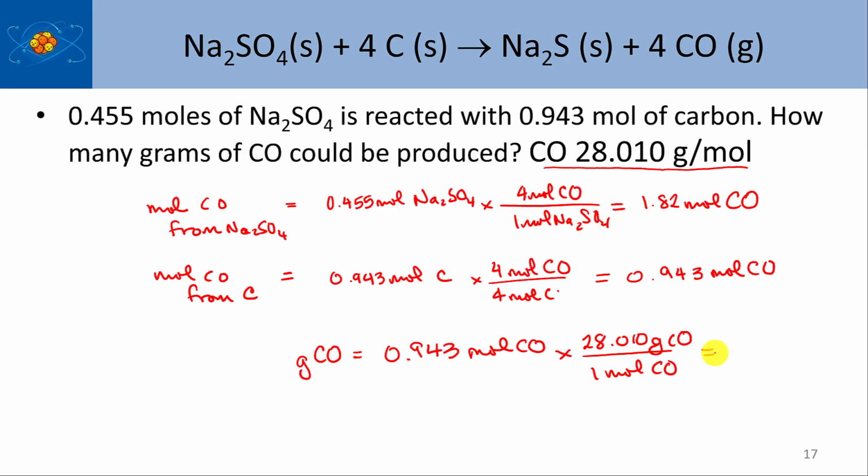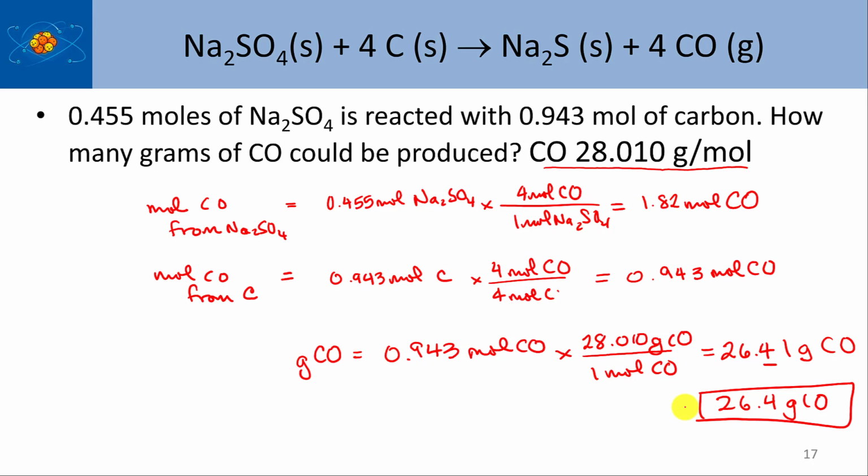And that comes out to be, doing it on my calculator right now, 26.41, and it's 3 sig figs grams of CO. So that answer would come out to be 26.4 grams of CO. That's my theoretical yield. That's how many grams that I could produce, right? That's what they mean when they say, what's the theoretical yield? So that's my theoretical yield for the reaction.